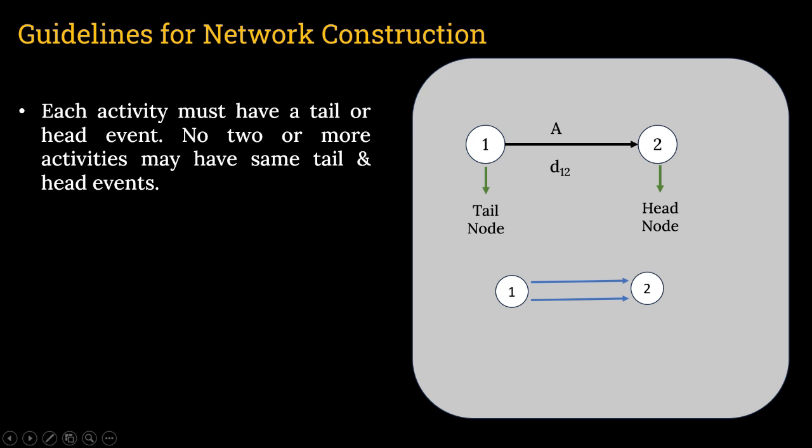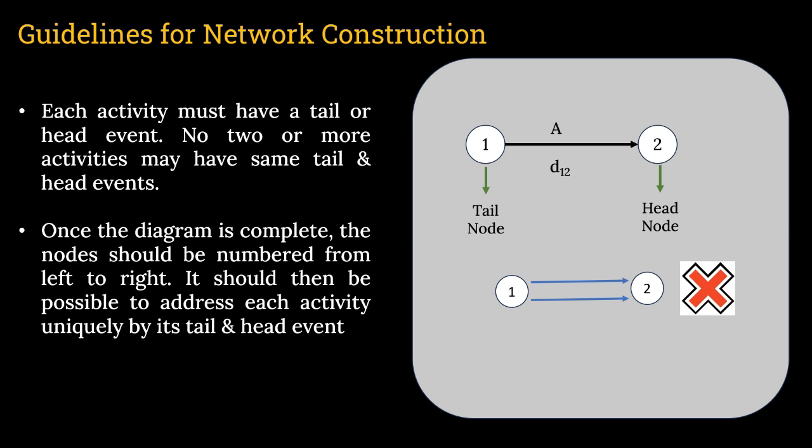Most nodes should have, as we have mentioned, no two or more activities with the same tail or head events. In this case, these two activities have the same tail node and the same head node, this is a big no. Clear?